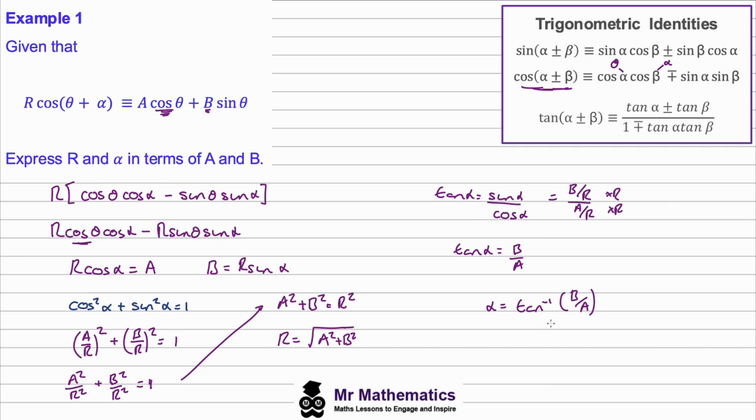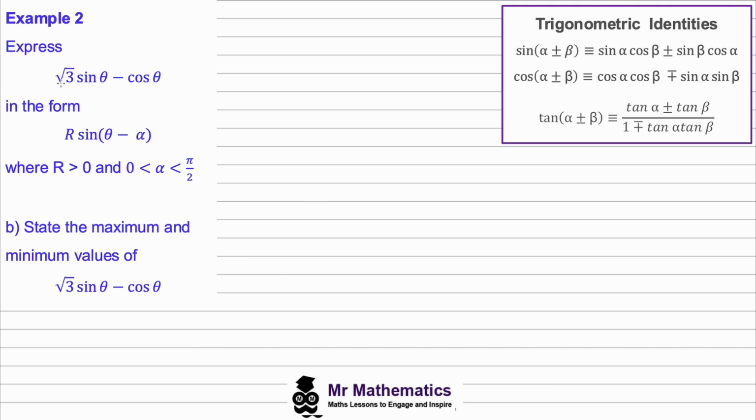So in example 2, we're going to look at how we can apply this. We've been asked to express the root of 3 sine theta minus cos theta in the form of r sine theta minus alpha. Do you want to give this question a go yourself? Okay, so welcome back if you had a go. We'll begin with expanding this out. We'll have r multiplied by the sine of theta cos of alpha minus the sine of alpha cos of theta.